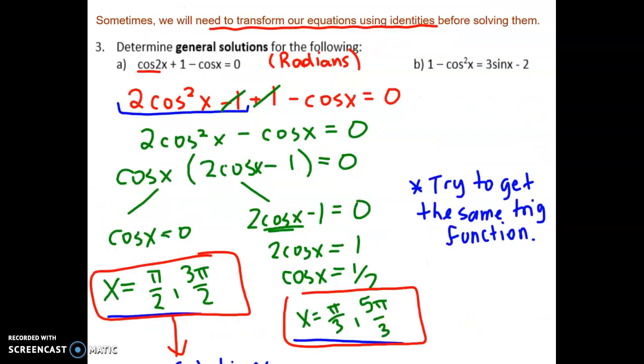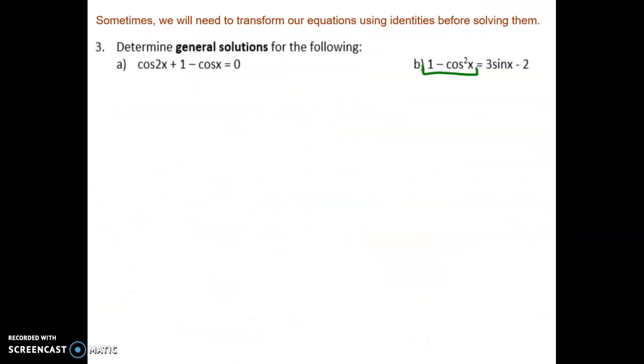Let's try the other example here. For example B, let's start by trading the 1 minus cos squared with sine squared from our identity sheet. And that's because 1 minus cos squared x does equal sine squared x. So now this helps us, because now my whole equation is in terms of sine. I also see that I have a sine squared. So that tells me I'm going to need to factor.